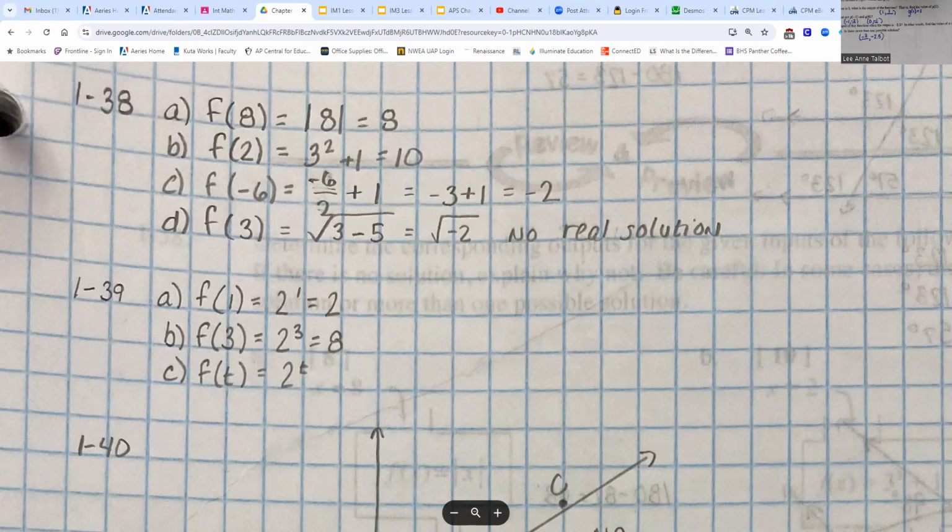Okay, so anyway, A is 8, B is 10, C is -2, D is no solution, because you can't square root a negative. Okay, and then 39, A is 2, B is 8. I feel like you guys all got that. And then C is really weird. You're supposed to put a T in the exponent, and it's just 2 to the T, and you can't do anything more with it. Which feels really weird, like you're leaving it undone, but that's it. Any questions about 38 or 39?